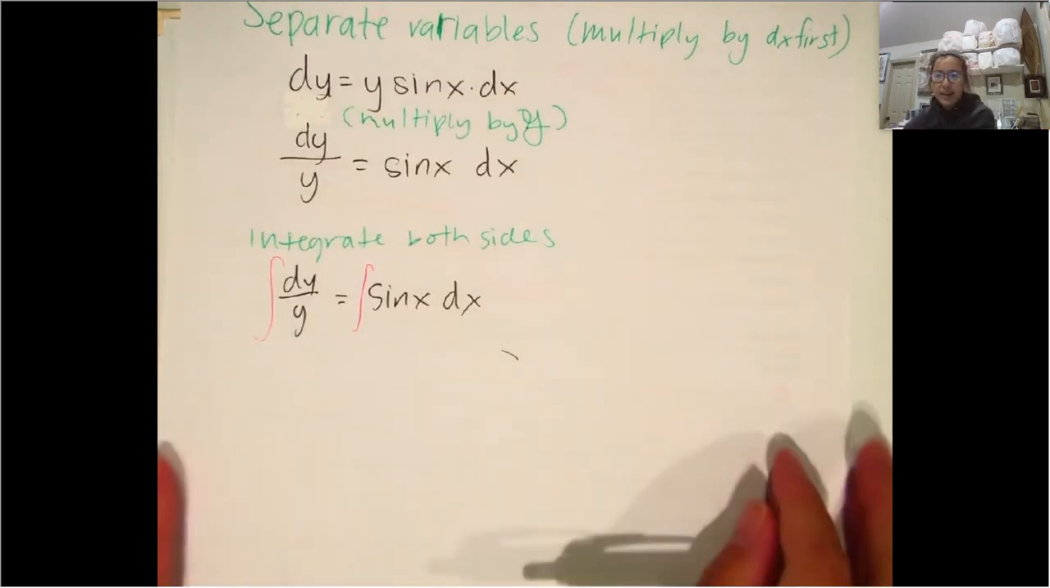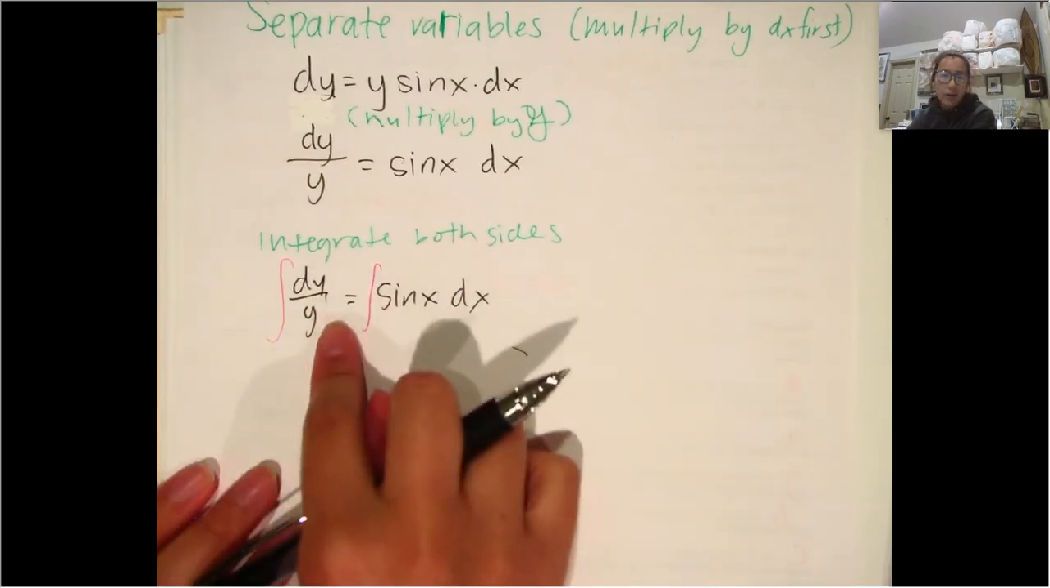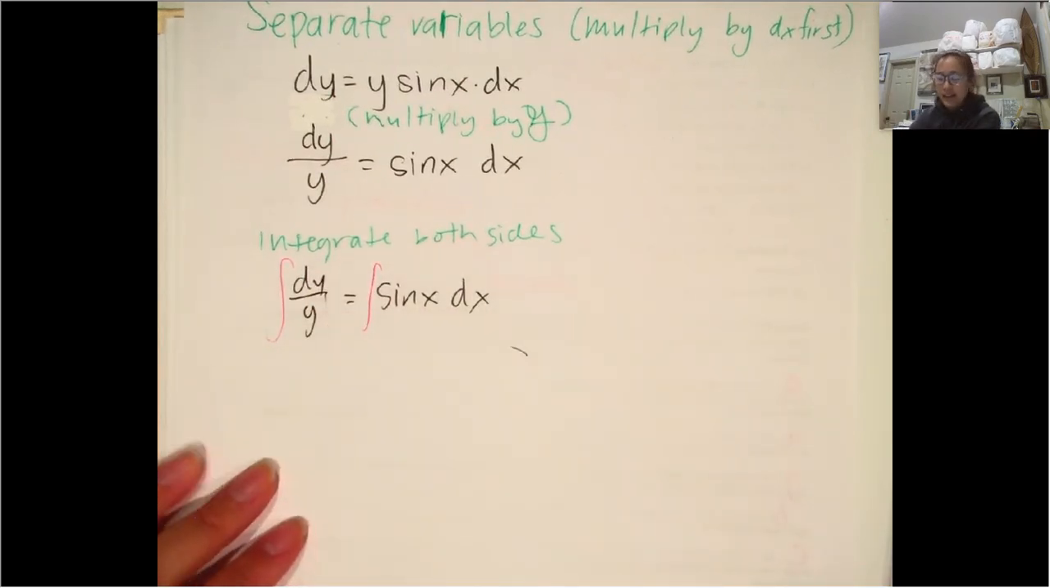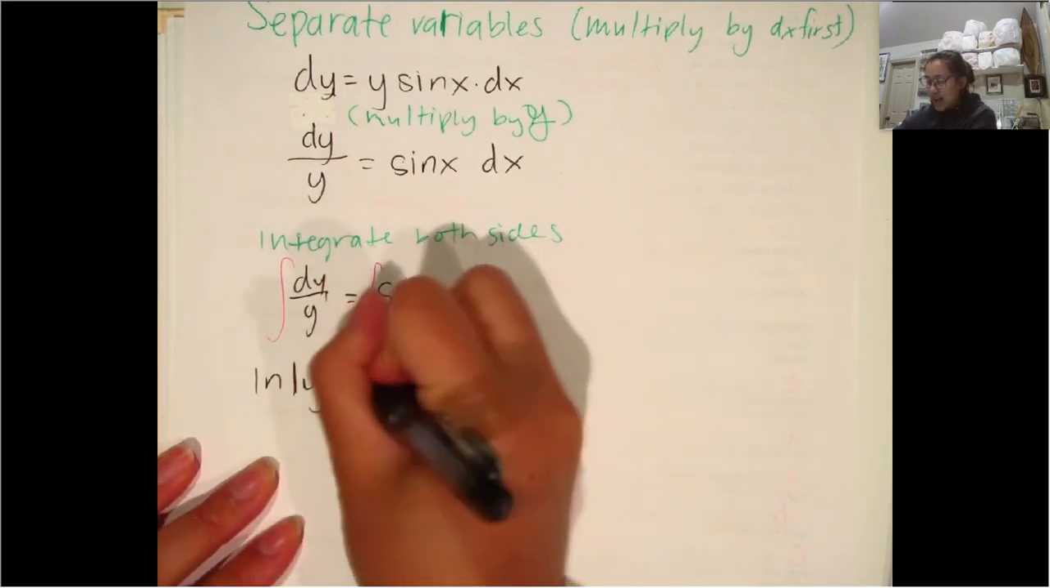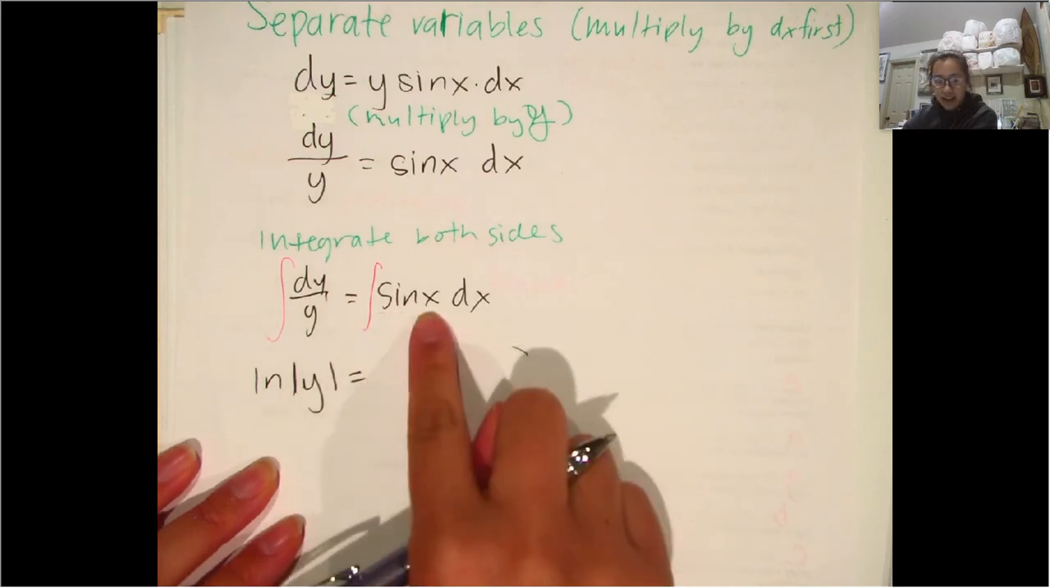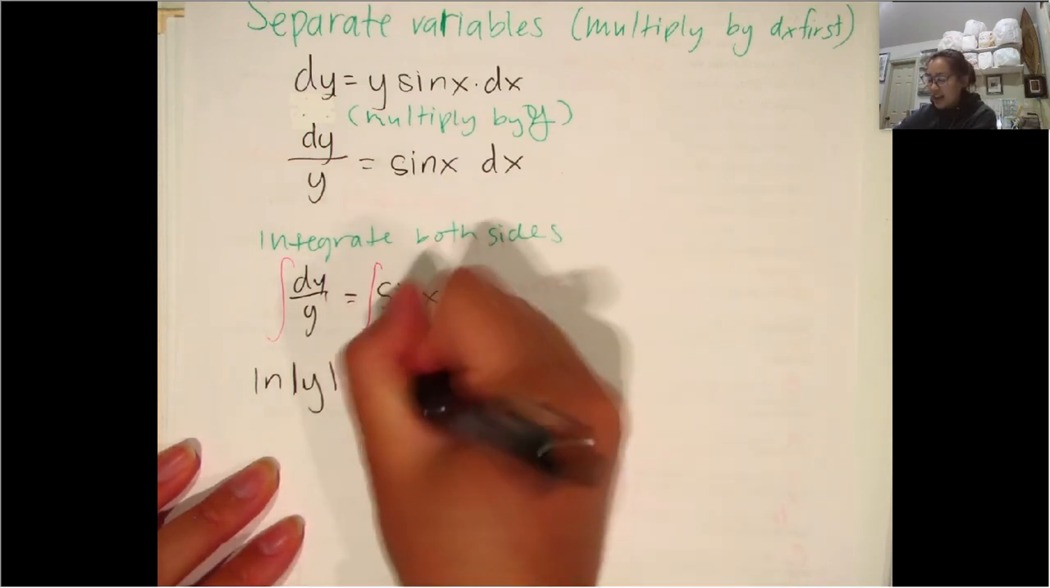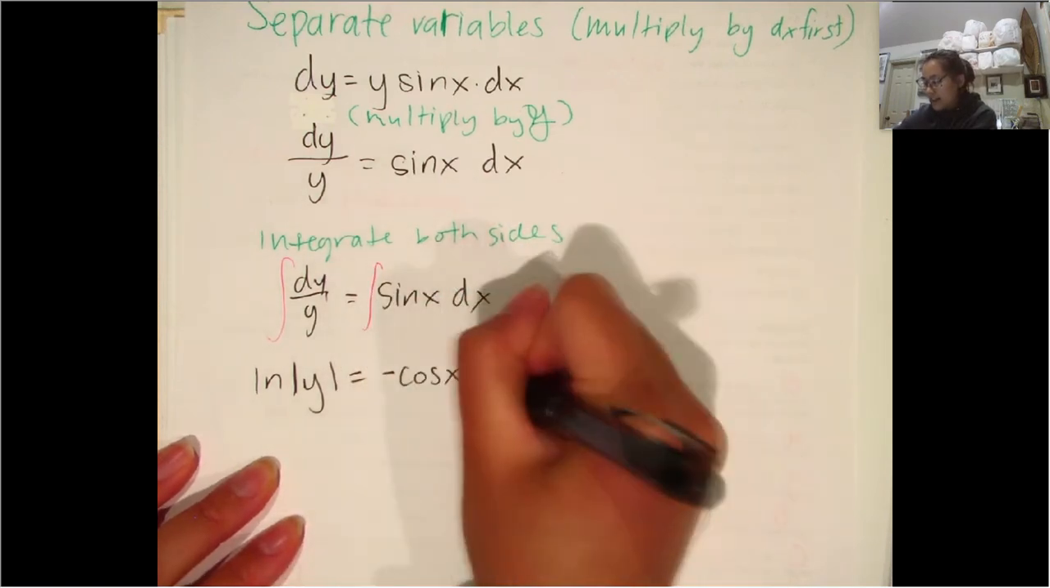And as you know, the integral of dy over y, or the integral of 1 over y, is ln of absolute value of y. And then the integral of sine of x is negative cosine of x plus C.